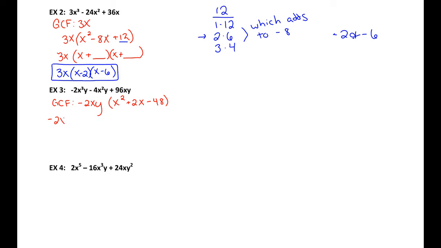So I'm going to leave my greatest common factor out front as I set up my answer brackets. My c value is now negative 48. So numbers that multiply to 48 would be 1 and 48, 2 and 24, 3 and 16, 4 and 12, and 6 and 8.